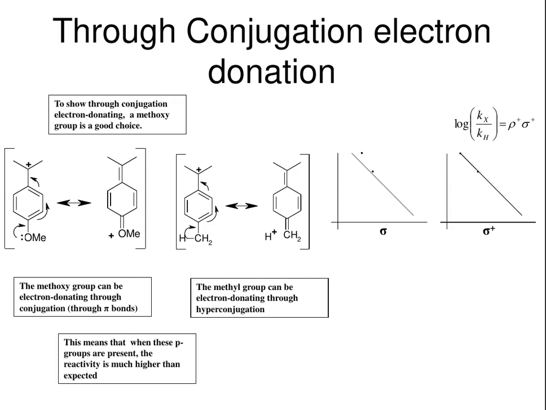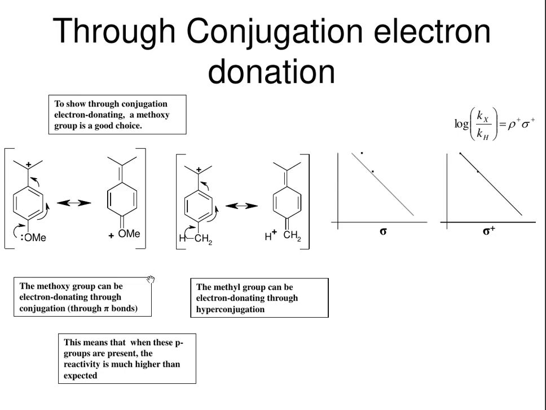And a good choice to show the mechanism of this is to put a para electron donating substituent in, like the para-methoxy group. You can see that the para-methoxy can supply electrons right through to the reaction center, so we've got a resonance stabilized form. So this electron donating group stabilizes it. The methoxy group is electron donating through conjugation.